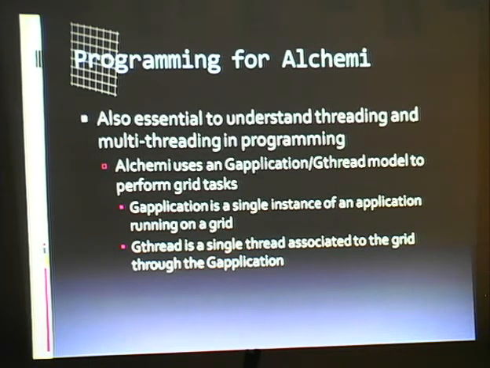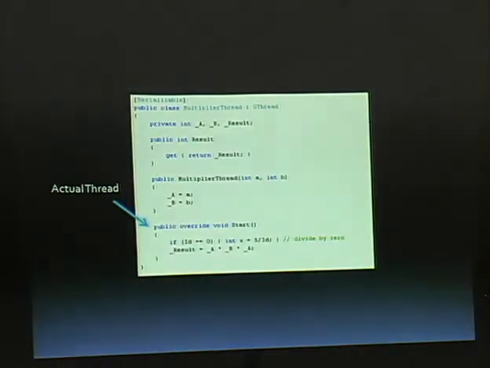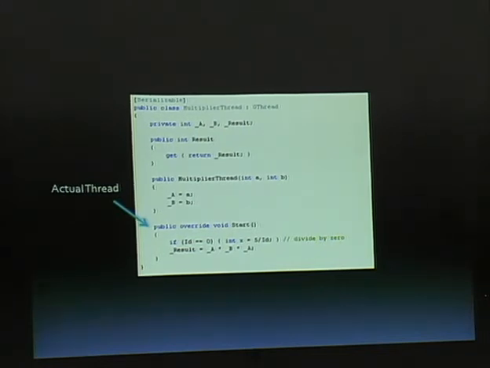In Alchemi, they use the terminology G application and G thread, which designates it as a grid application or a grid thread. So here's an actual thread in one of the sample applications, okay? That is the actual thread. If these things are okay, then go ahead and process the result. A times B times A. Okay, so that's your thread.